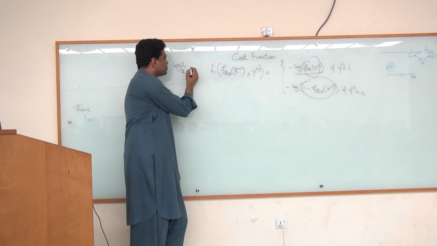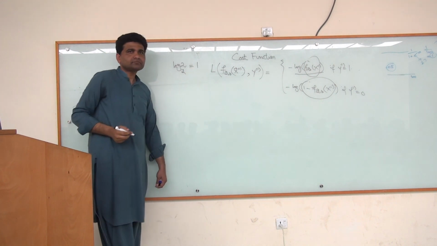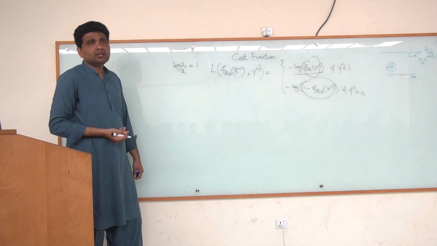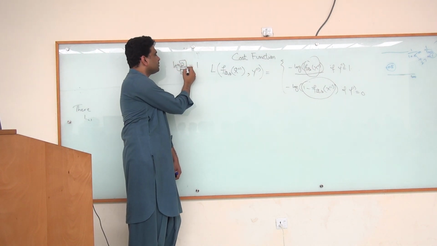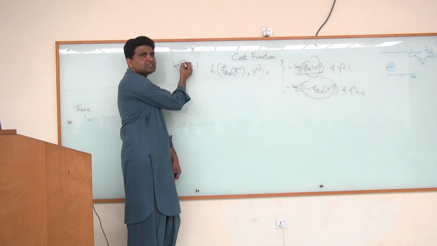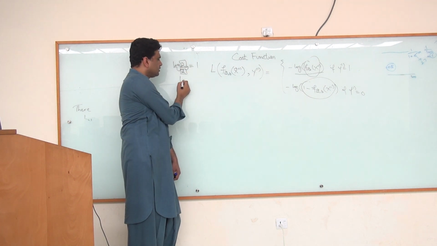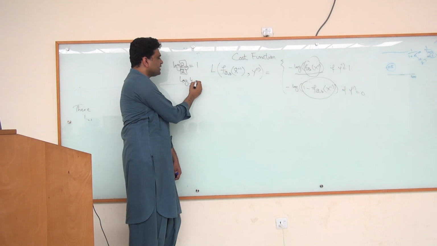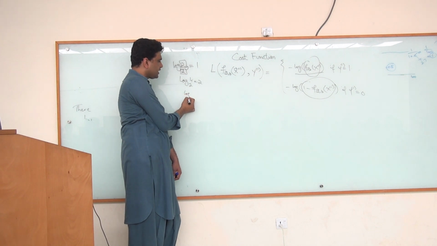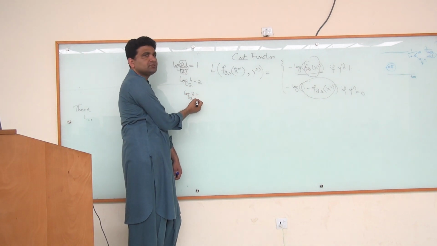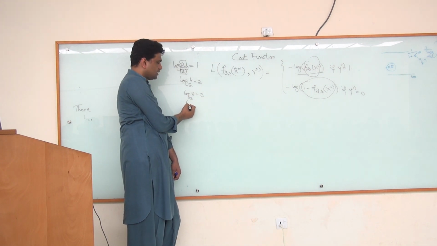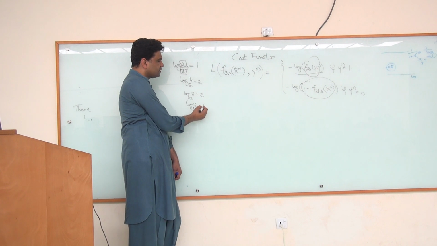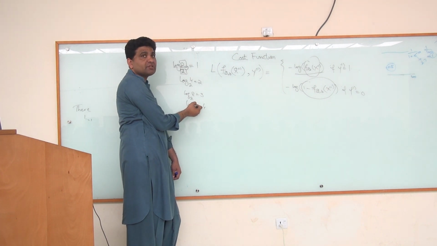Okay, log 2 base 2 is 1. Why is it 1? Because taking the log of a number means you are asking what power of base will give you this number. So what power of 2 will give you this number? 1. Log 4 base 2 is 2 because 2 raised to power 2 will give you 4. Log 8 base 2 will give you 3 because 2 raised to power 3 will give you 8. And log 16 base 2 is 4 because 2 raised to power 4 will give you 16.